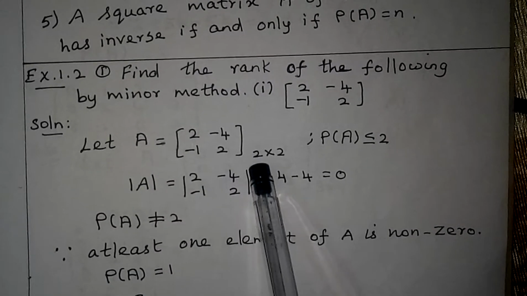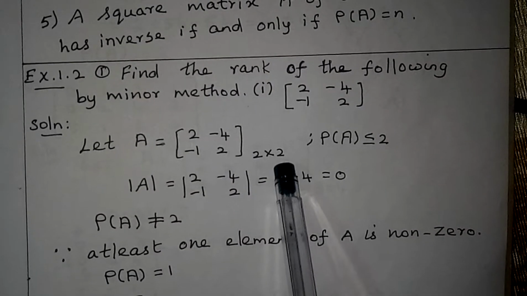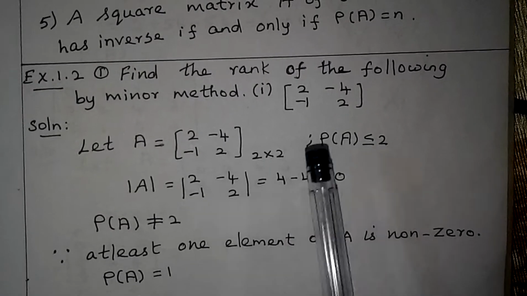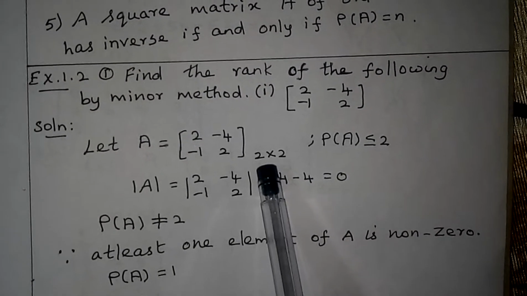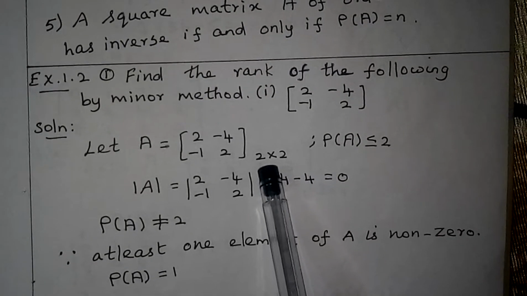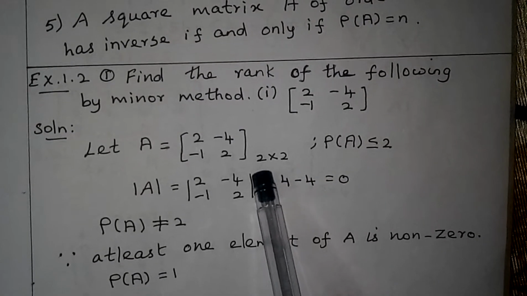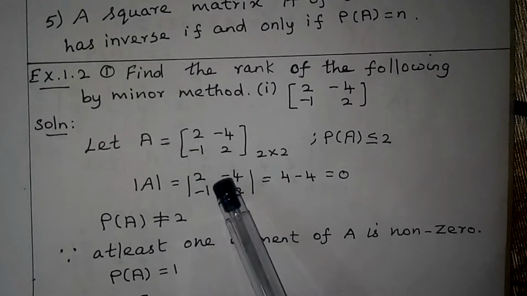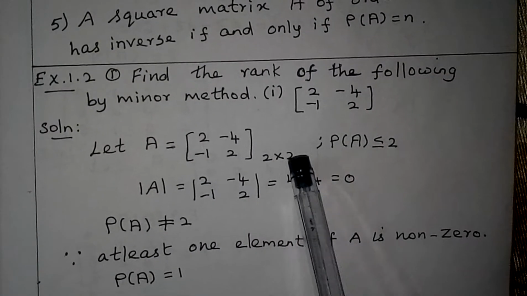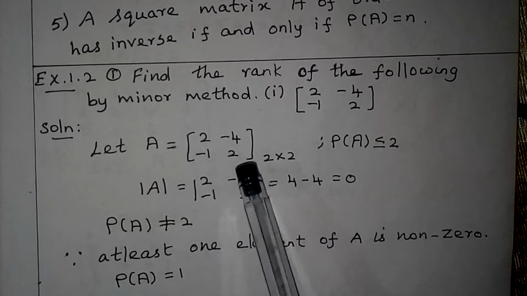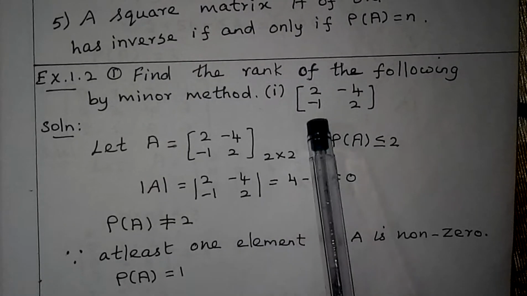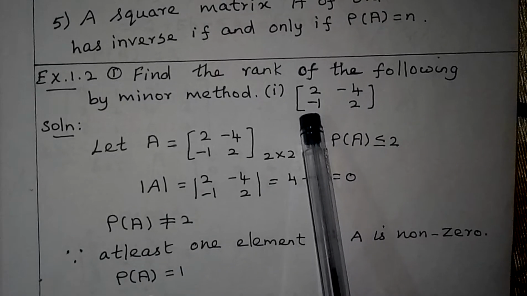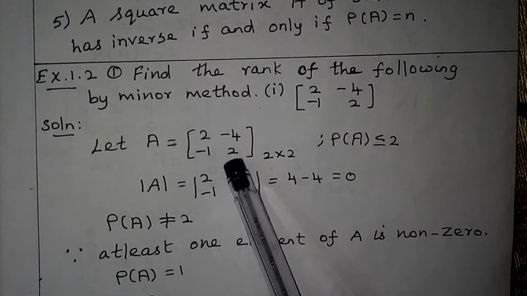Listen, what is the order of that? 2 cross 2, isn't it? So the rank of A will be less than or equal to 2. That is, it may be 2 or 1. It will not be 0 because at least one element is non-zero in this matrix. So how we can do this sum is, first you have to find whether it is a square submatrix. It is a square matrix only, so you can find the determinant of this.